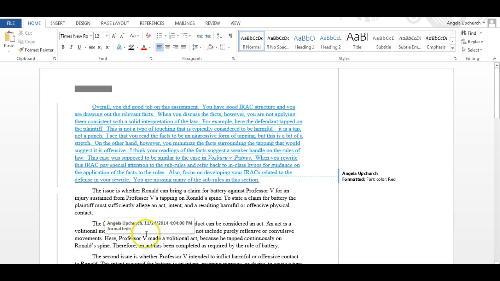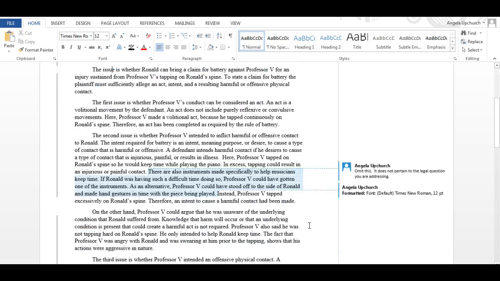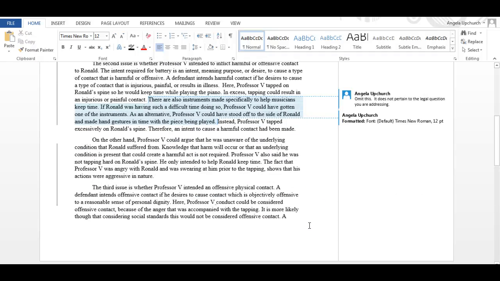This video is to accompany the written comments you see on your paper and the memorandum I distributed to the class. Let me start by saying I think you've got a very strong handle on the IRAC method. You use the structure. In fact, you've even written mini IRACs around each element, and that's excellent. What I'd like you to do is to focus on your analysis. Writing analysis is the hardest part of IRAC.